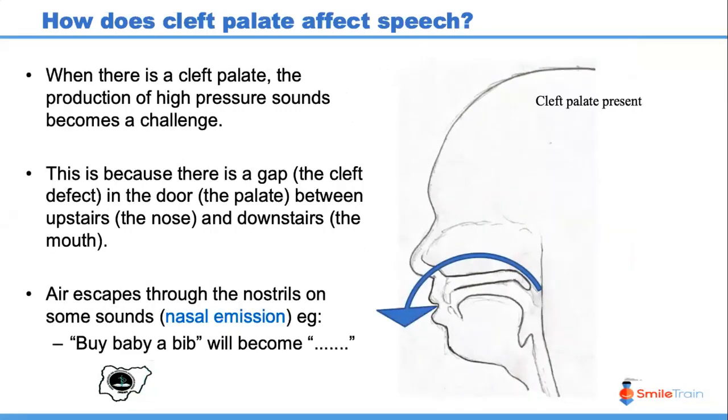So when there is a cleft palate, because there is a hole in the door, when the production of high pressure sounds is attempted, air escapes through this hole into the nose, and a sentence such as "buy baby a bib," which contains quite a number of high pressure sounds, will now come out as "mi mi." That's because a lot of air is coming through the nose, and they are unable to make the high pressure sounds like "buy baby a bib."